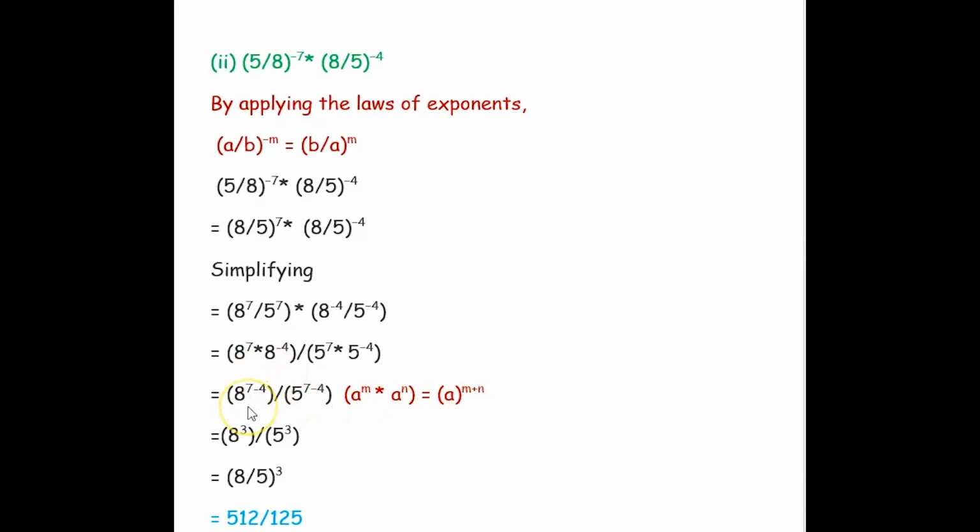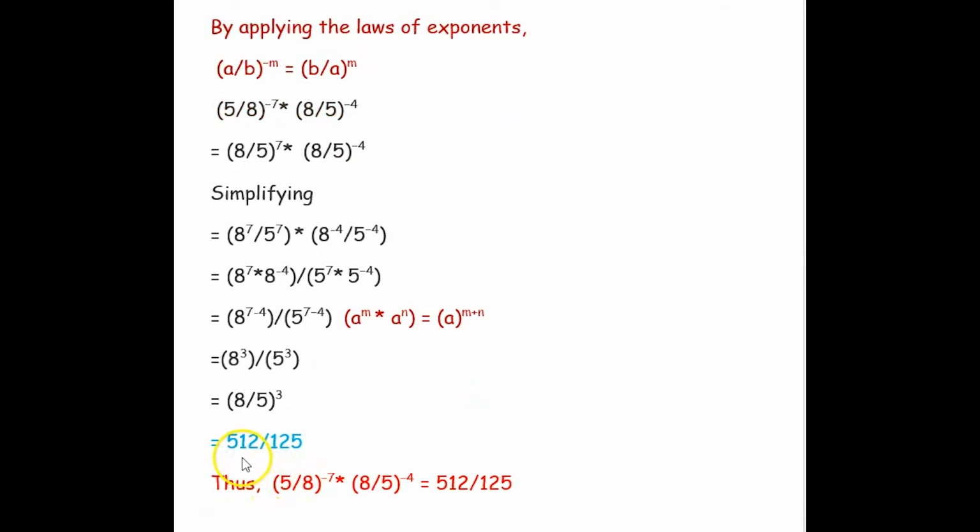We are simplifying this equation as 8. The base is the same, so 8 raised to the power 7 plus 4 here it is minus 4. So 7 minus 4, divided by 5, is the base raised to the power 7 minus 4. So 8 raised to the power 3 divided by 5 raised to the power 3. If you simplify this, you will get 8 divided by 5, raised to the power 3. So that is 512 divided by 125.